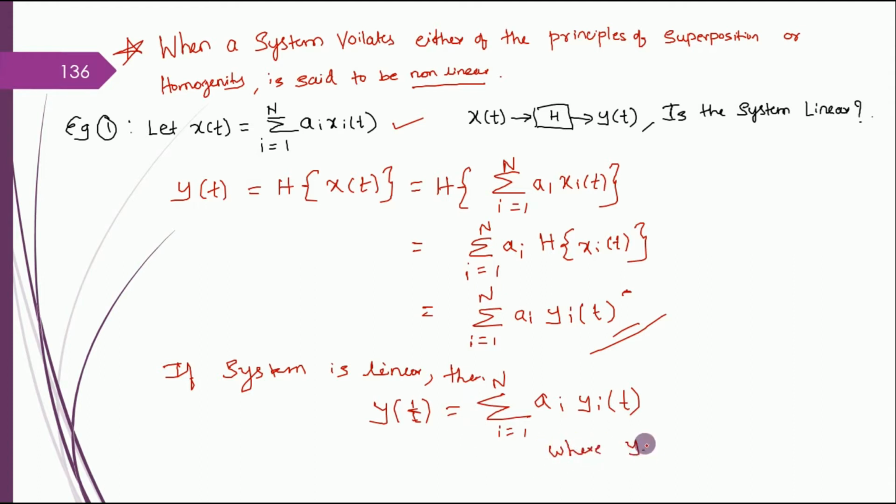Where, what is y_i of t? y_i of t is nothing but h of x_i of t. So x1 of t should result in y1 of t, x2 of t should result in y2 of t, x3 of t should result in y3 of t. That's the meaning of this. And then similar scaling should happen at the output also. That's the meaning.